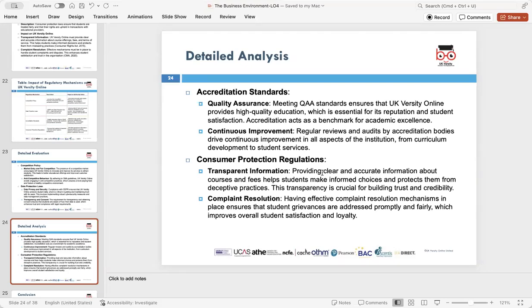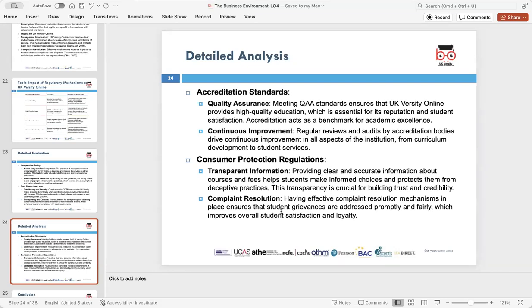Consumer protection regulations. Consumer protection regulations mandate that UK Versity Online provide clear and accurate information about its courses, fees, and terms of service. This transparency empowers students to make informed decisions about their education, protecting them from misleading or fraudulent practices. So by maintaining transparency, the institution cultivates trust and credibility among its student community.